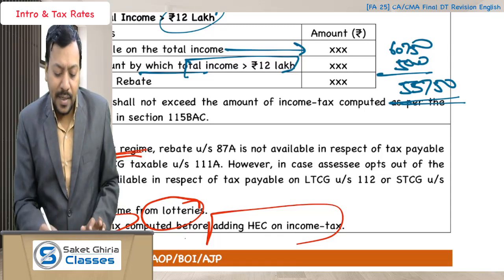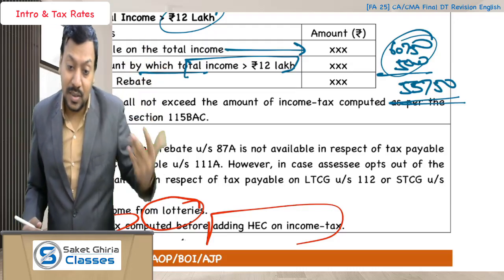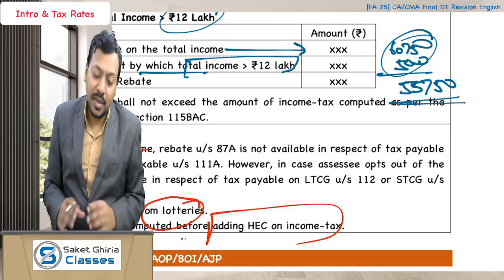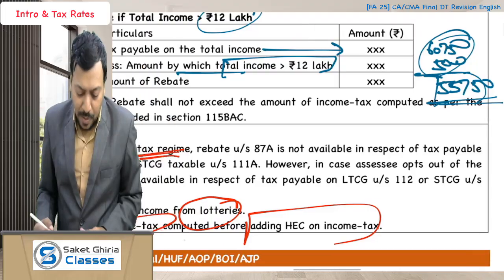Then sir, why not the entire 56,750? Dear friends, even the government needs some money as tax to run the country. If it won't get any, then how will the government function? So this is the amount of rebate that you get. Okay.